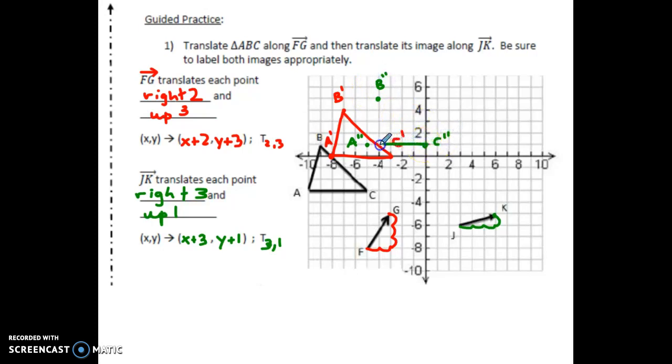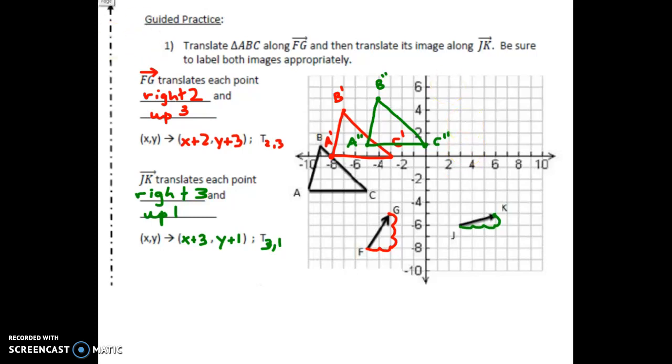Notice how I'm labeling. My final image has got 2 little tick marks on it. This is because it's the second thing we did with our transformation. We slid it first using the vector FG, and then we slid it again using vector JK. So that's why we have to name the second image A double prime, B double prime, and C double prime.